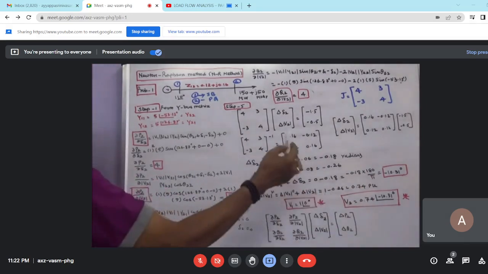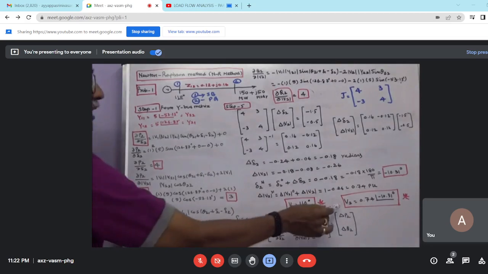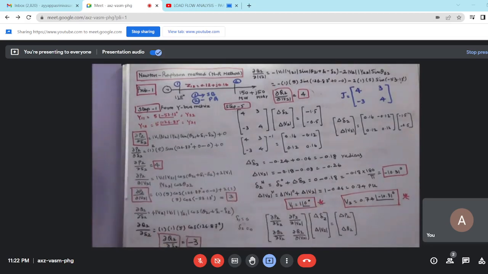This is the first iteration of the Newton-Raphson method. In the second iteration, we have to use these values and proceed up to convergence. This way we have to work out this problem. Thanks for listening.